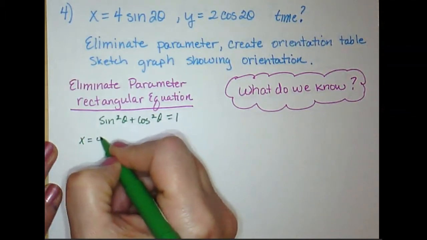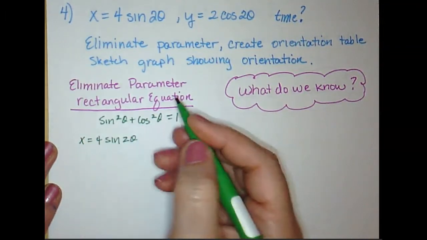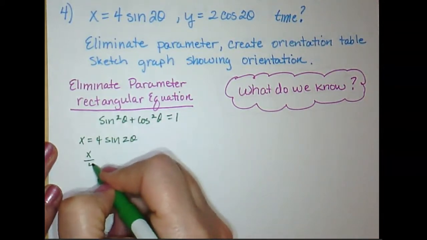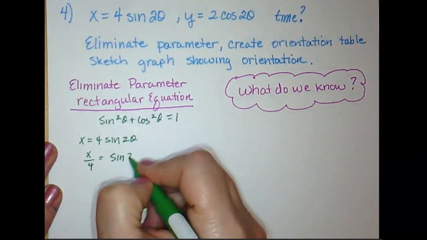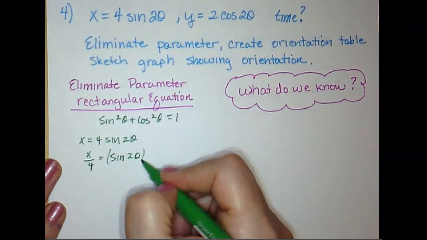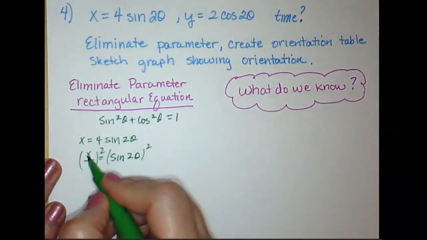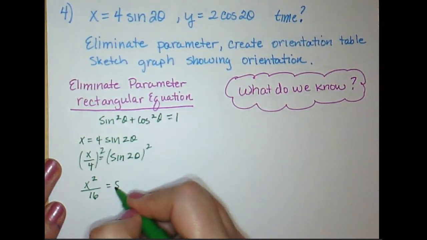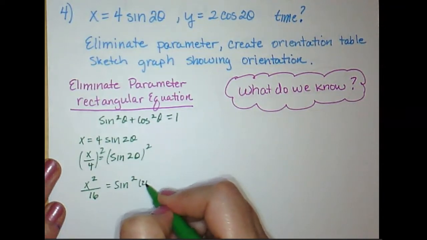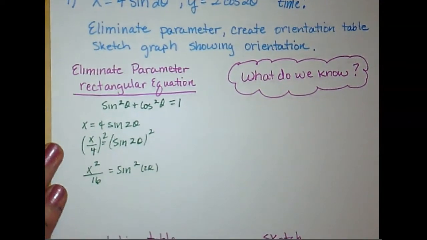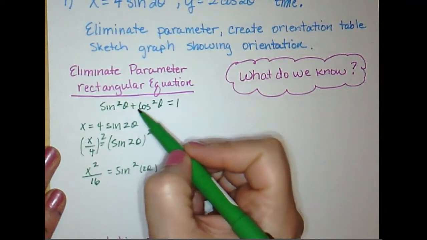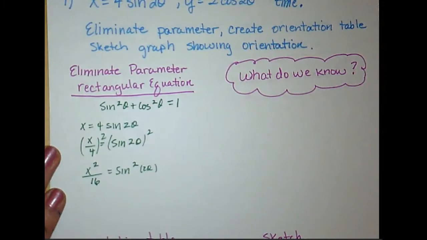So I have x equals 4 sine 2 theta, and so I need to get sine 2 theta by itself. So I have x over 4 equals sine 2 theta, and then I'm going to square both sides. So I have x times x, which is x squared, 4 times 4, which is 16, and that equals sine squared 2 theta. Now remember that this is just a horizontal compression by 1/2. It's not really changing the values, so technically our identity that we're using is sine squared 2 theta plus cosine squared 2 theta equals 1.